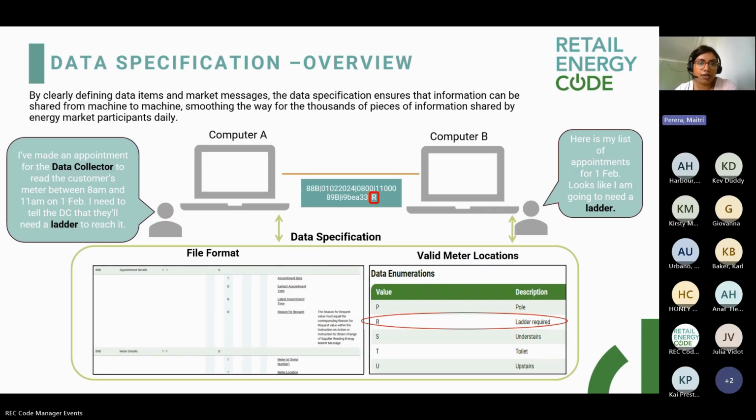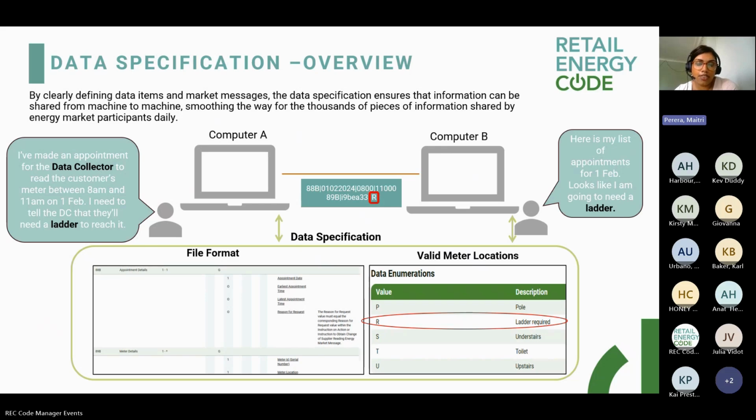On the left-hand side, we have the data collector who has made an appointment with the consumer for the data collector retriever to go and read the meter between 8 and 11 a.m. on the 1st of Feb. Part of the information that must be shared is that the data collector retriever will require a ladder to access the meter location.